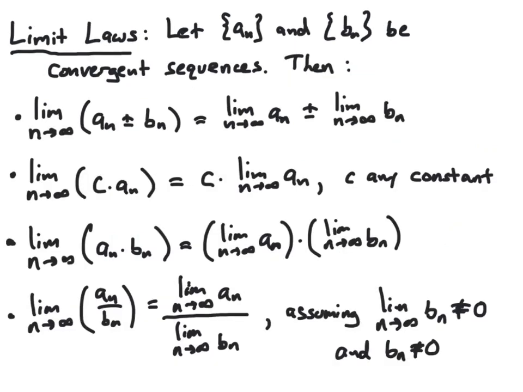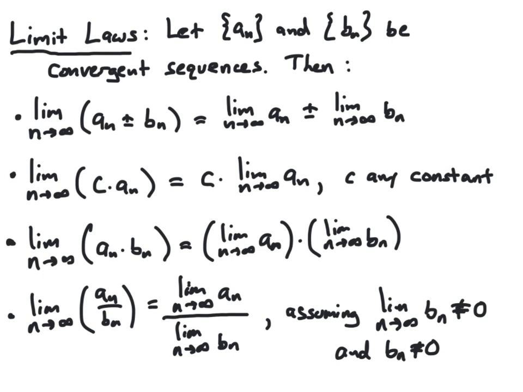The first technique that we'll discuss is the generalization of the limit laws of limit calculus to the world of sequences. In this case, we have two convergent sequences with terms a sub n and b sub n, respectively. And the limit laws say that if we combine our two sequences together using any of the standard operations, then the limit of our resulting sequence will be exactly what we would expect.